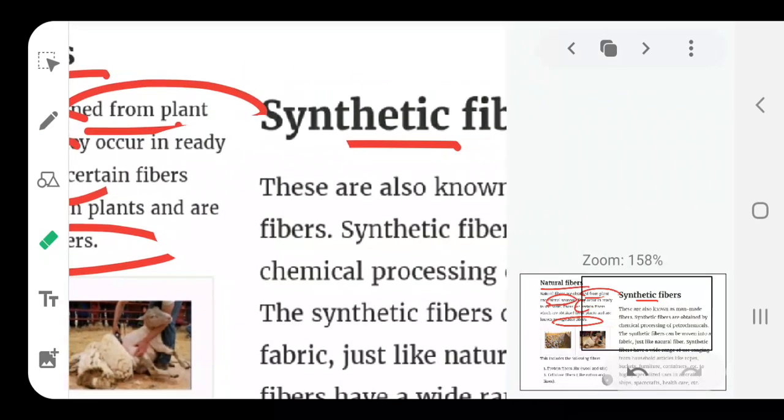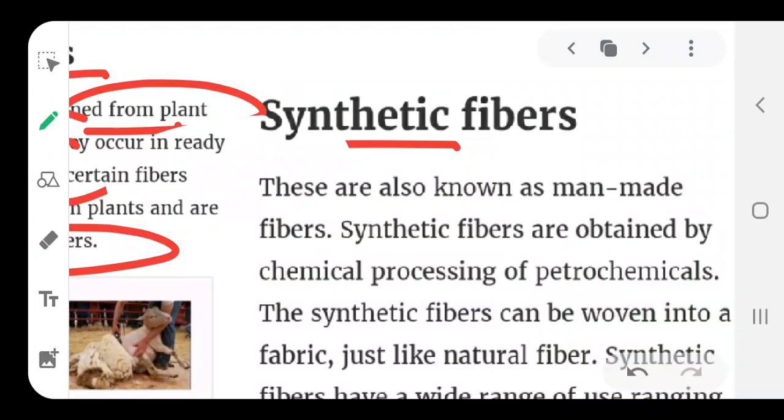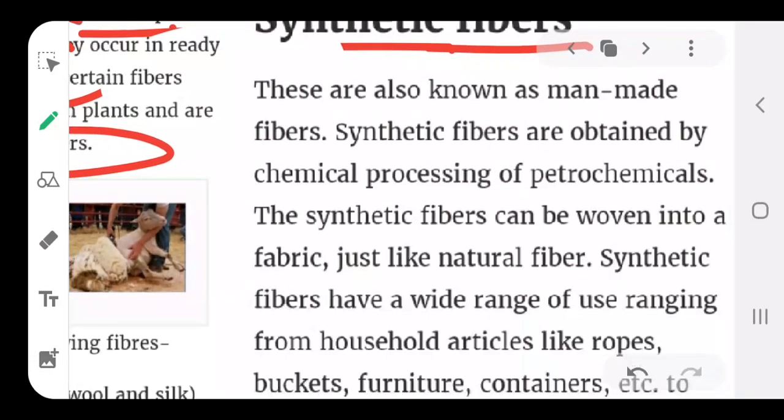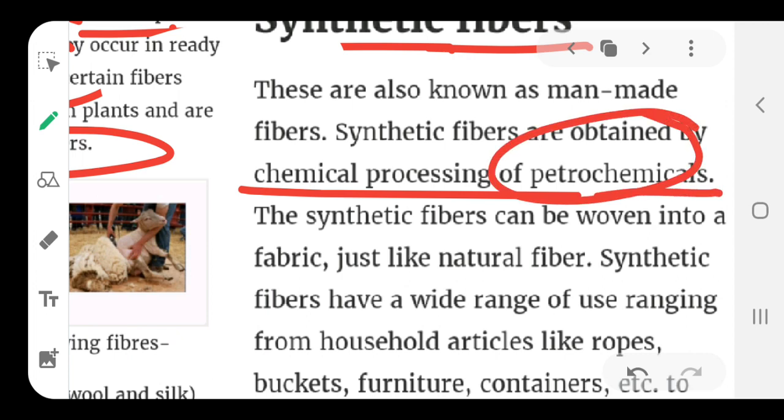Then what are synthetic fibers? In the case of synthetic fibers, we have something different here. Underline it now. They are obtained from chemical processing of petrochemicals. We will read about petrochemicals in the coal and petroleum chapter. For the time being, you should know there is some substance of chemicals called petrochemicals.